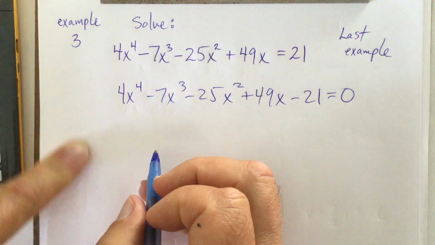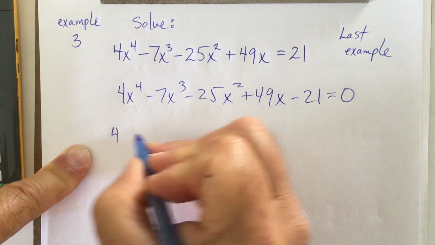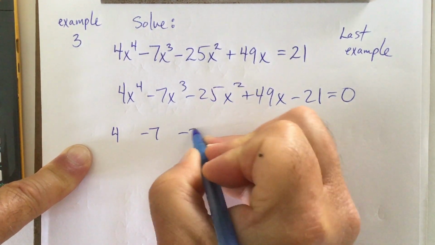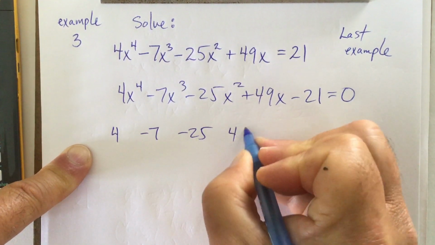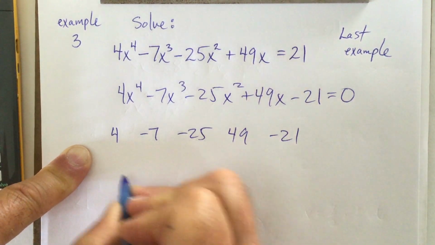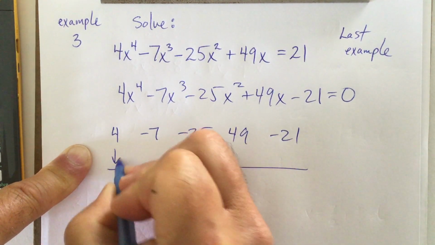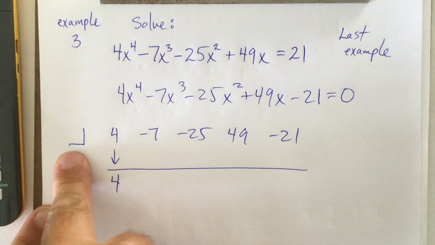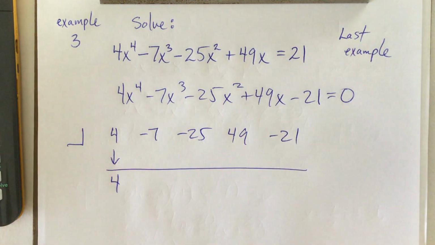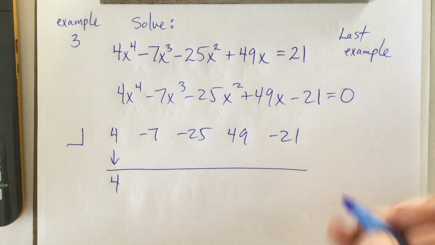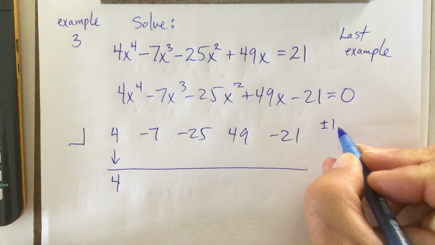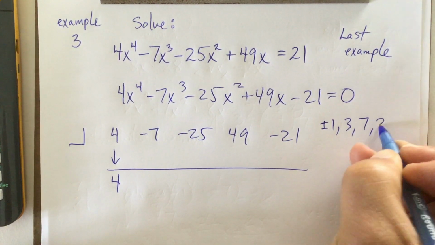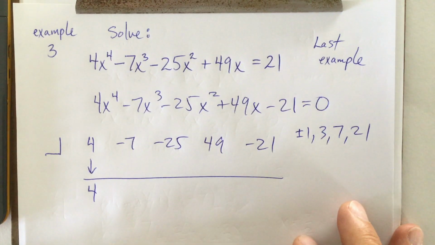And then I would say, well, I'm going to have to use synthetic division twice to do this, so I might as well get everything ready to rock. I'm going to bring down a 4. I'm going to have to pick a shelf number twice to do this, but I don't want to just pick any shelf number. So what are the possible ones that would work for me? Plus or minus 1, 3, 7, or 21.